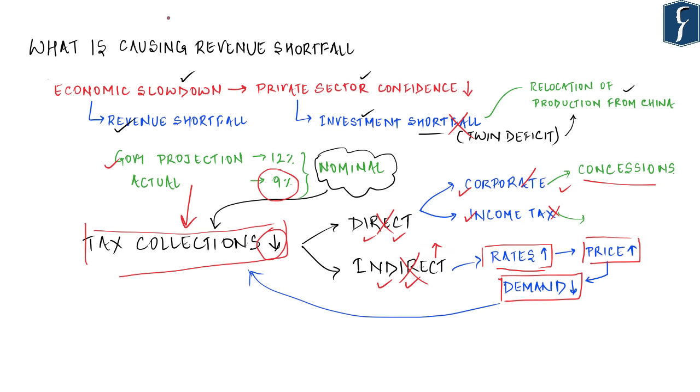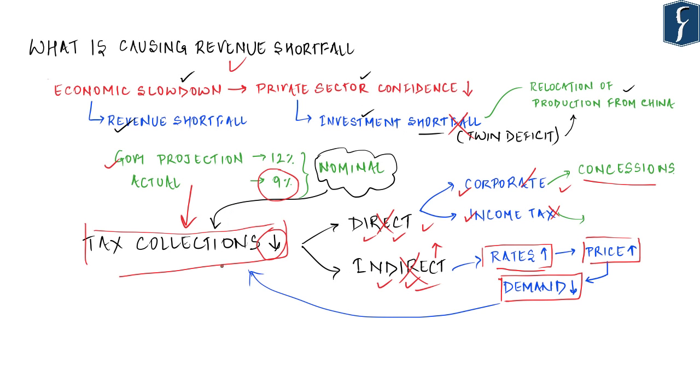So to summarize what is causing the revenue shortfall, we can understand that the economic slowdown has led to a reduction in investment as well as revenue collection. Government has options of increasing the tax rate as well as decreasing them. But as far as direct taxes are concerned, it is neither feasible to increase the rates nor to decrease the rates. And as far as the GST rates are concerned, enhancement of rates will lead to reduction in demand, which will further reduce the tax collections.